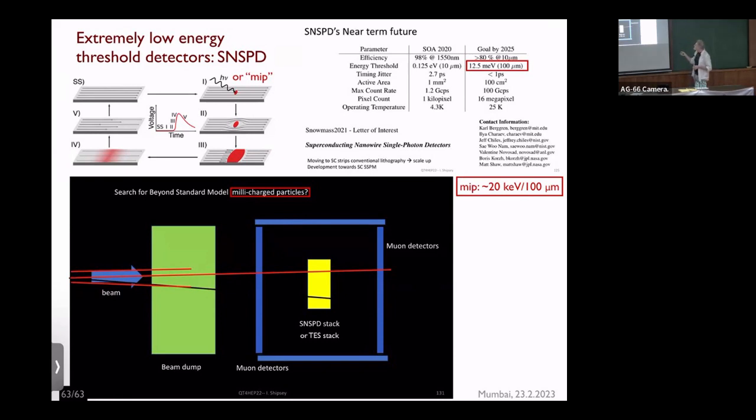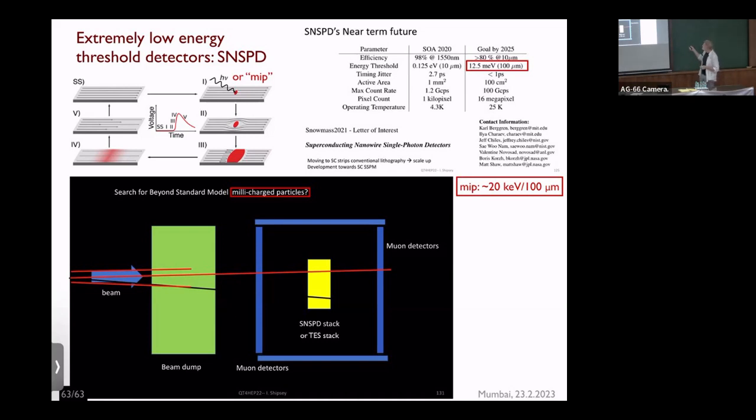Now, the interesting thing is that these detectors are extremely sensitive. They have a sensitivity currently at the level of 100 millielectron volts for a 10 micron thick detector. And in a few years, that sensitivity should go down by 2 orders of magnitude to around 12 millielectron volts for a 100 micron thick detector.